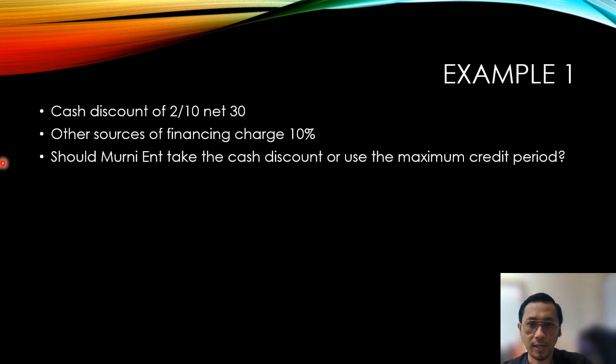Okay class, now let's refer to example 1 at page 156. Mohd Enterprise is considering accepting a cash discount of 2/10 net 30 from one of its suppliers. Other sources of short-term financing charge 10%. Should Mohd Enterprise take the cash discount or use the maximum of 30 days credit from its supplier? So we will use the formula that I showed to you just now.